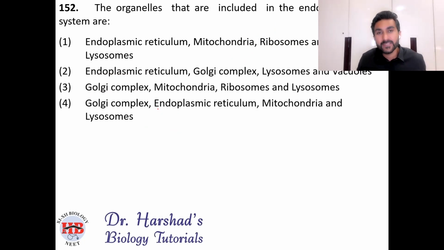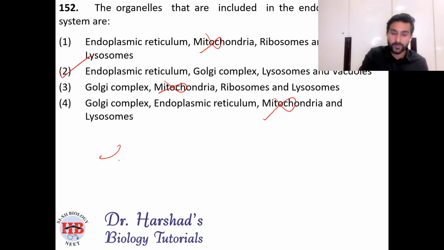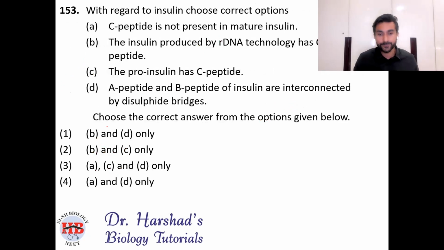The next question is about the endomembrane system. The endomembrane system, if you remember, includes cell organelles like endoplasmic reticulum, Golgi complex, lysosomes, and vacuoles. Mitochondria is not a part of the endomembrane system. And so this option gets ruled out, this option gets ruled out, this option gets ruled out. Our answer would be option number 2.